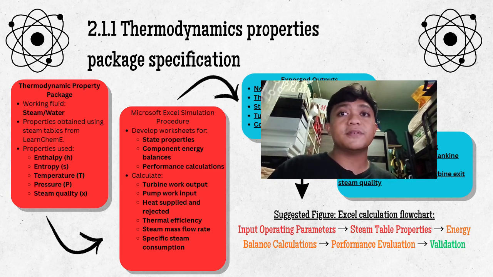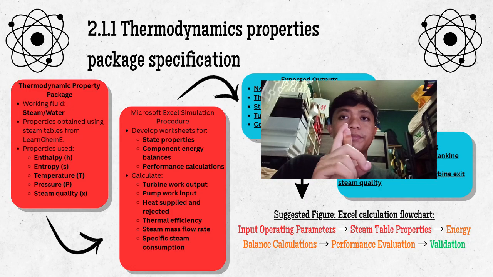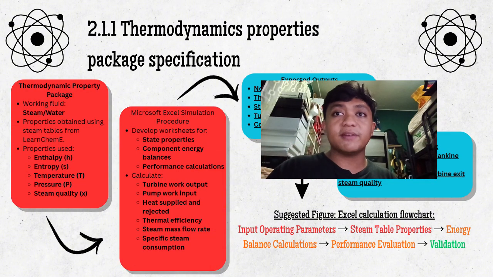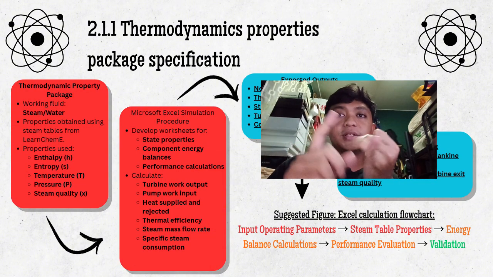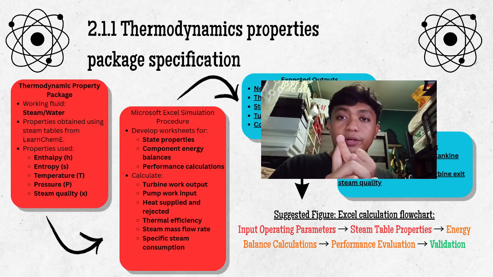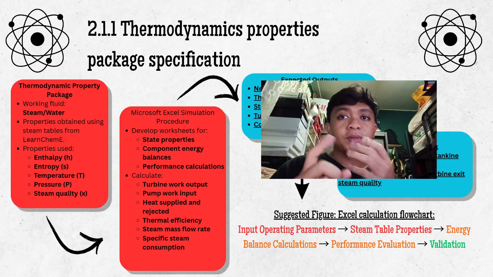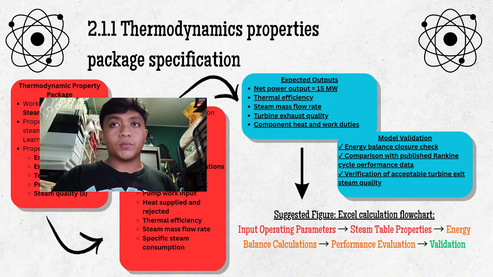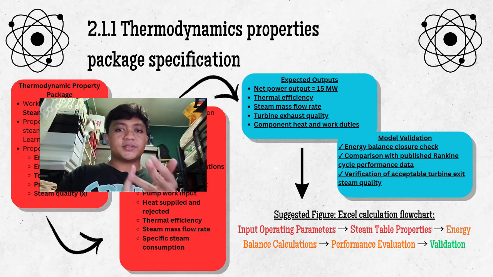As for the simulation procedure, we develop worksheets for state properties, component energy balance, and performance calculations. For the calculations, we calculate the turbine work output, the pump work input, the heat supplied and rejected, the thermal efficiency, the steam mass flow rate, and the specific steam consumption. For our expected outputs, our net power output is around 15 megawatts, give or take, along with thermal efficiency, steam mass flow rate, turbine exhaust quality, and the component heat and work duties.